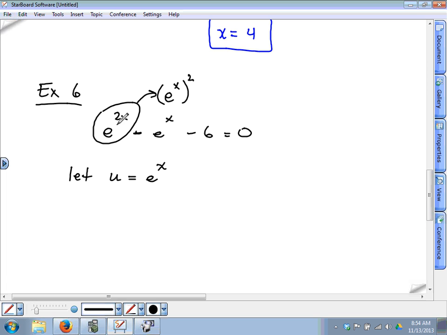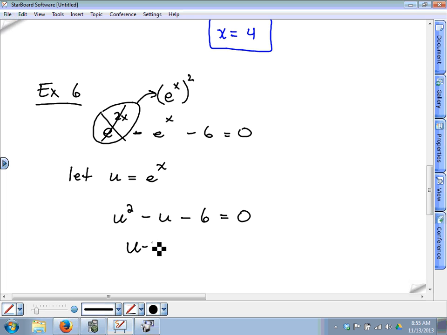So instead of thinking of that first term like this, you ought to think about it like this. Now it's u squared. And what does the middle term become? u. So this equation just becomes u squared minus u minus 6 is equal to 0. Why is that form of the equation better than what we started with? What's more simple about it? It's a quadratic that is solved easily by factoring.